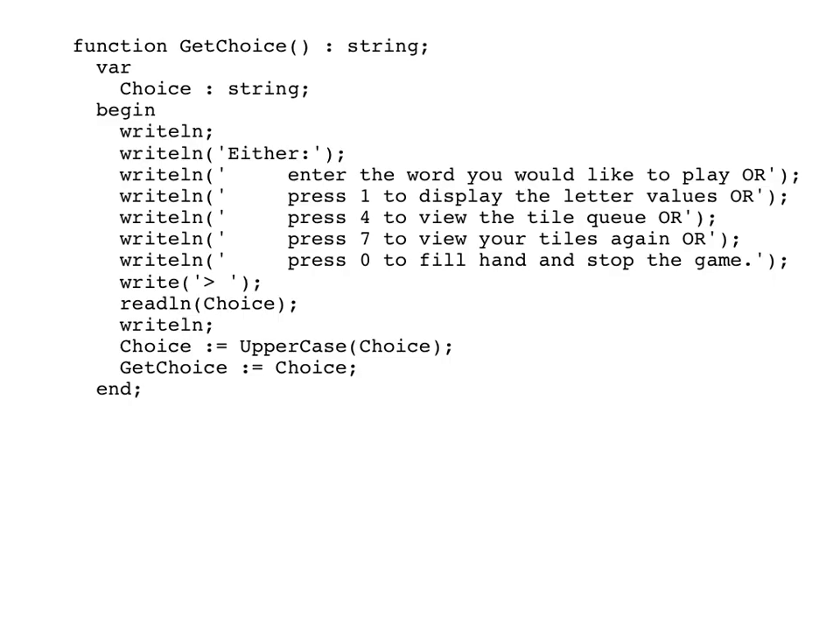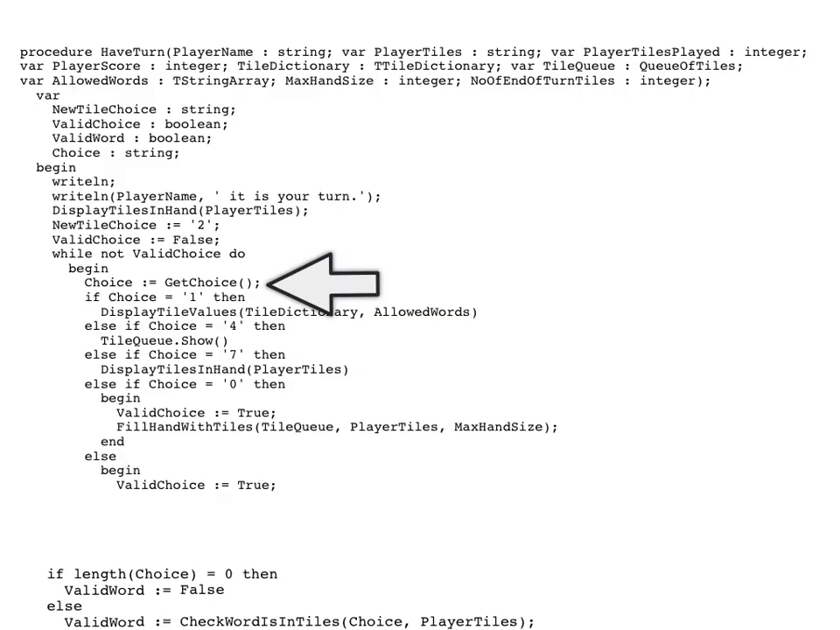GetChoice is a function. It's going to return a string value. The user is given some options as to what they would like to do, so they can either enter a word from the tiles in their hand, or they've got some other options here. This is read into this variable choice. It's converted to uppercase, and this becomes the return value. The code then goes into this selection statement where it looks at the value of choice, and if you didn't catch this from that last subroutine, 1 means display the letter values, 4 is to view the tile queue, 7 was to view your tiles again, and 0 was to fill your hand and stop the game.